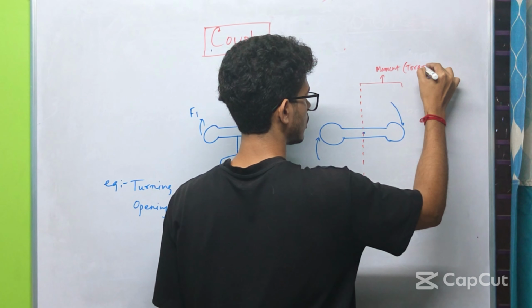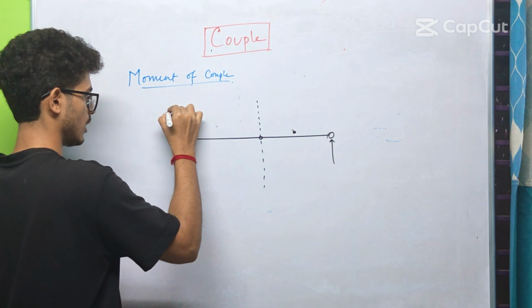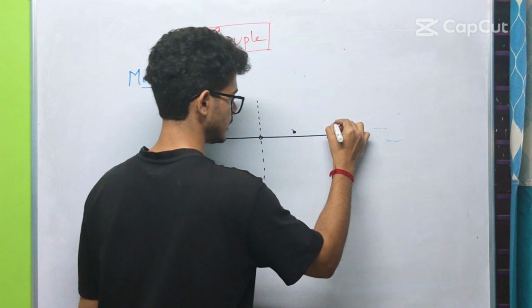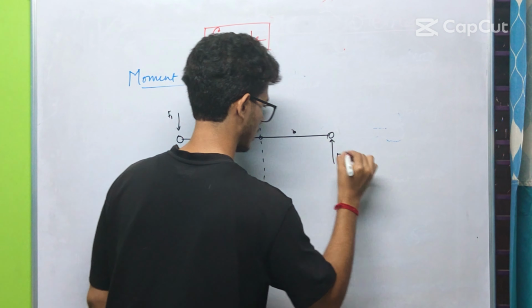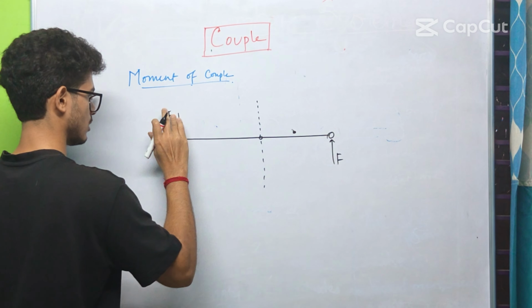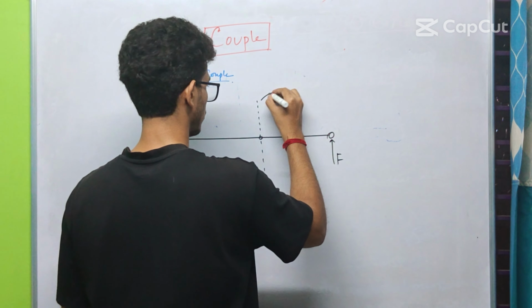Let's say this is the body and two forces are acting in this way, and the axis of rotation is this. Okay, this is F1, this is F2, or let's say both the forces are F. Just the directions are opposite, and this is the axis of rotation.